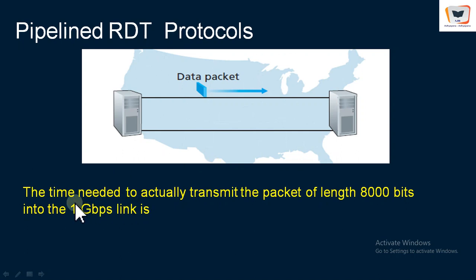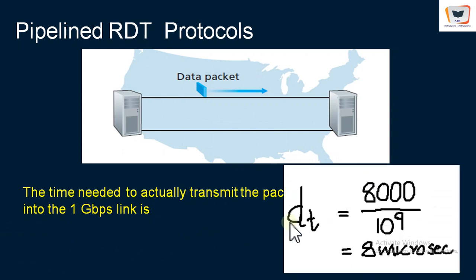Let us assume that the time needed to actually transmit a packet of length 8000 bits into a 1 Gbps link is the transmission delay typically. So transmission delay is given by 8000 bits divided by 10 to the power of 9, because it is 1 Gbps. Of course, we should have used 2 to the power of 30, but since we are dividing, it doesn't induce much error, and of course the computation of the delay happens to be a little approximate.